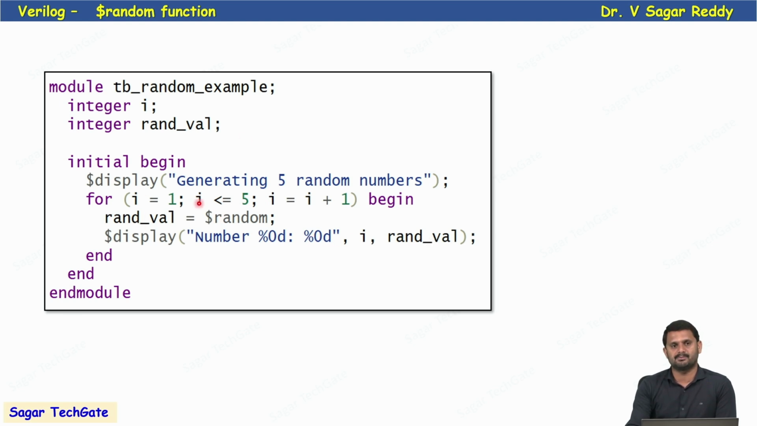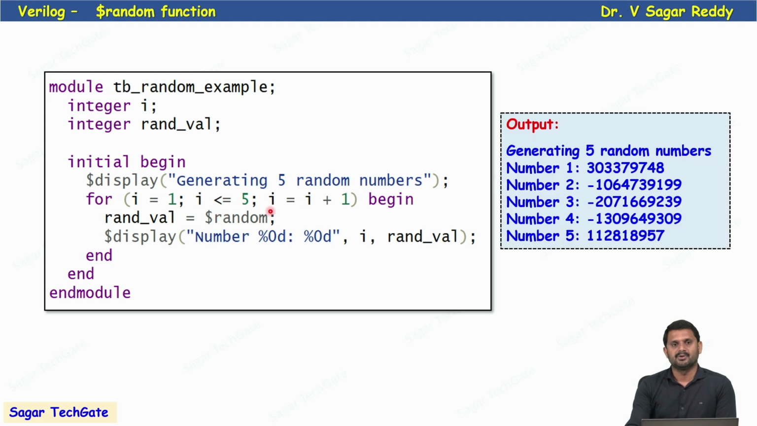Now what is the output for this program? If you see, it is generating 5 random numbers. Every time, $random generates a 32-bit signed integer value, a maximum of 32 bits, which is assigned to rand_value. For each and every call, $random returns a value, so 5 times it returns 5 different values, including positive and negative.